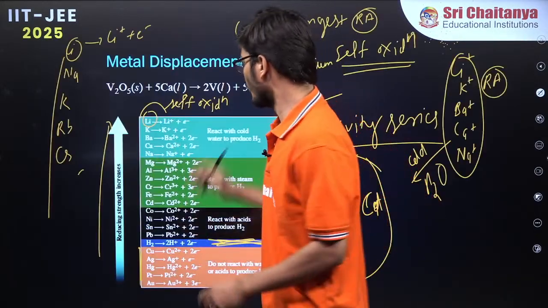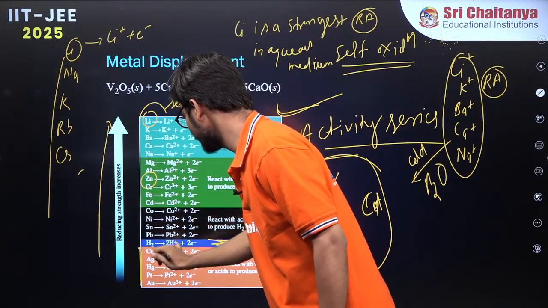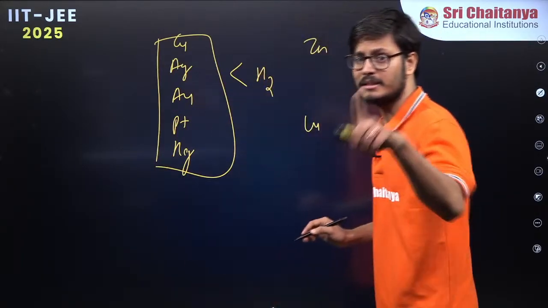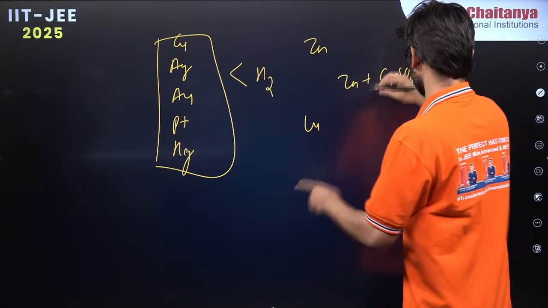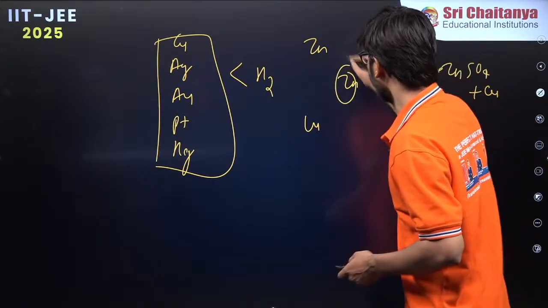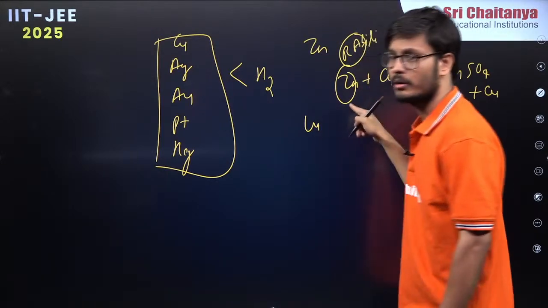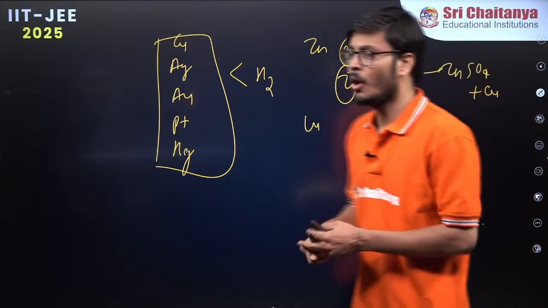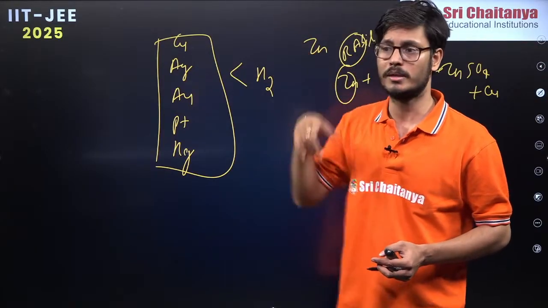This activity series. Whatever element is above, for example, let us say we have zinc and copper, which we have already studied. Zinc comes above in the table. Therefore, zinc can reduce CuSO4 to ZnSO4 plus copper, because the reducing strength of zinc is more. The reducing ability of zinc is more than copper. Therefore, it can reduce Cu2 plus into copper. So anything that lies below in the table can be reduced by the higher ones. Is it clear to everyone?